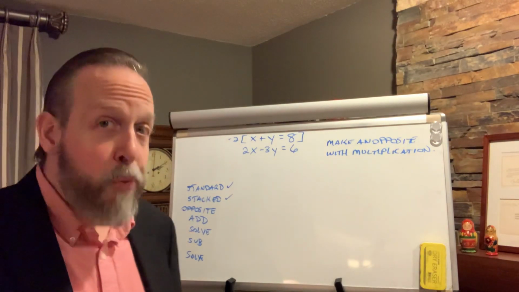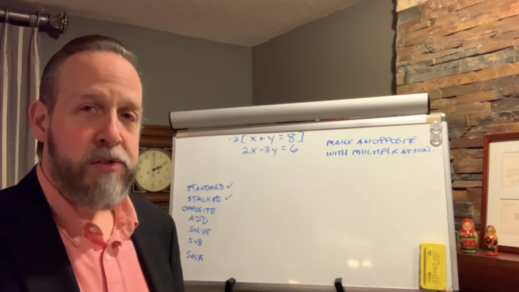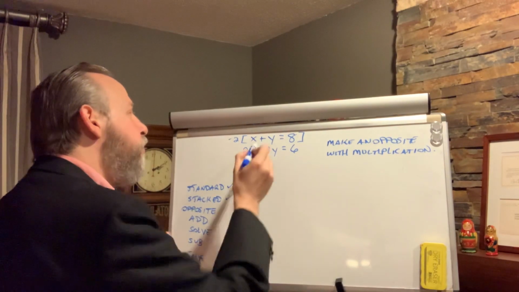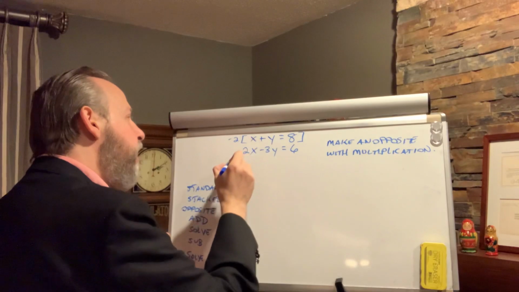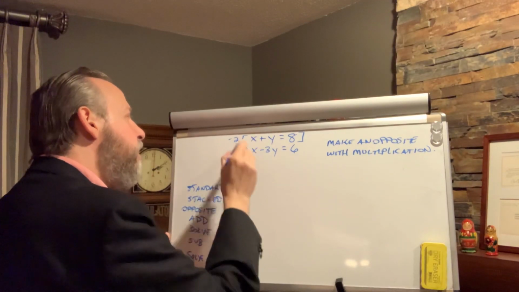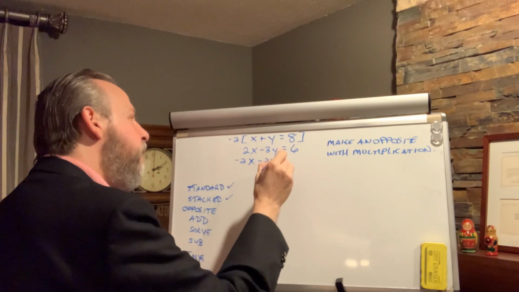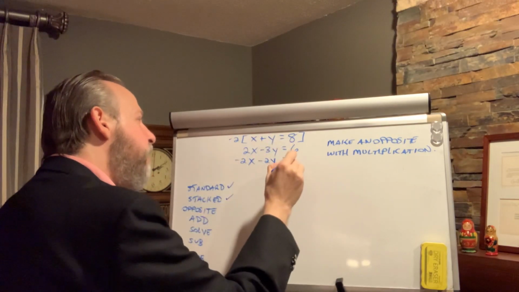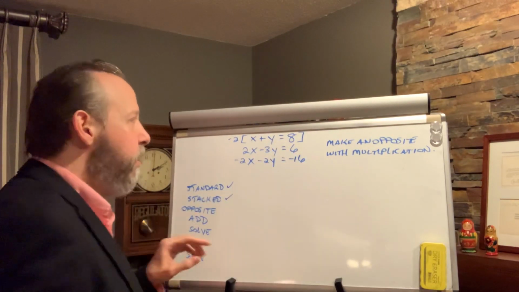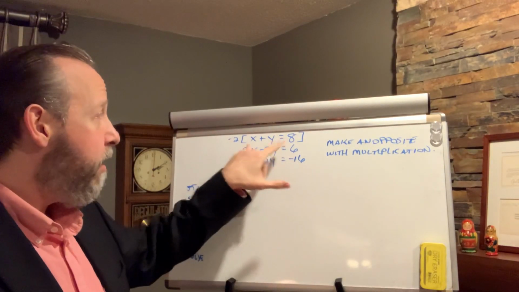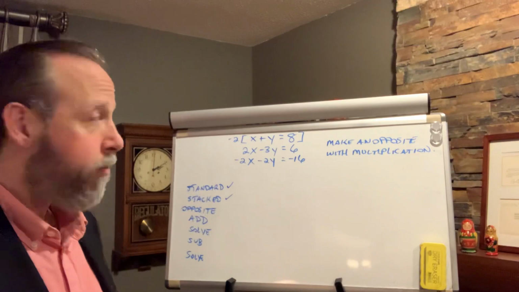It wasn't the only thing I could have done. It's just the first thing that looks easy. So now I'm going to distribute it. Negative 2 times x is negative 2x. Negative 2 times y is negative 2y. Negative 2 times 8 is negative 16. Do you guys see what I did? I multiplied the entire line by negative 2.